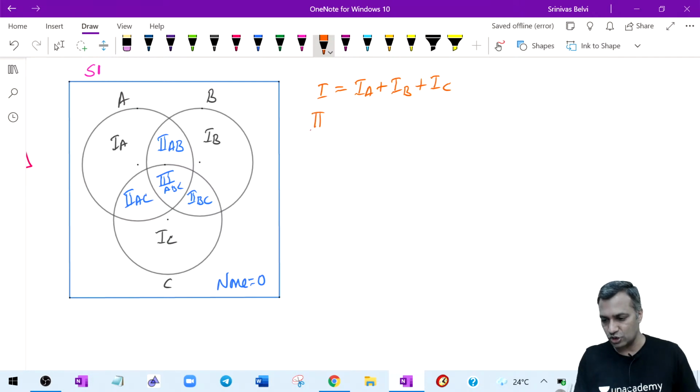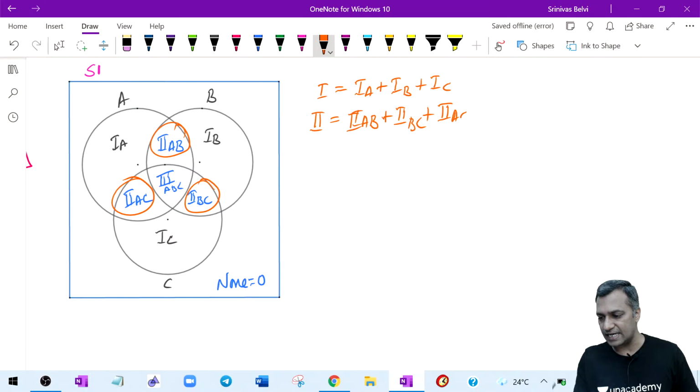What is region 2? Region 2 is also partitioned into three pieces. This is a region 2, this is a region 2, this is a region 2. That is people who read magazines only A and B, people who read magazines only B and C, and people who read magazines only A and C. What is region 3? There is only one such region, which is represented as ABC.